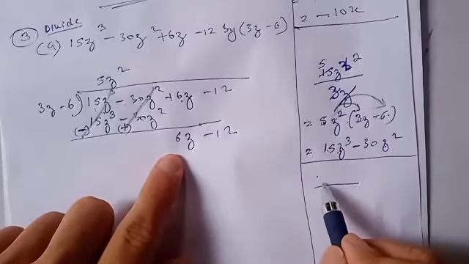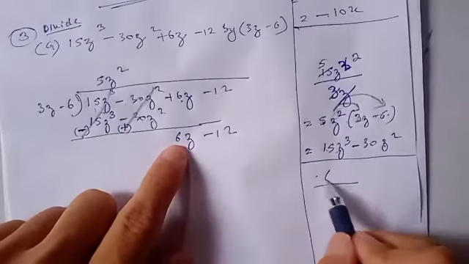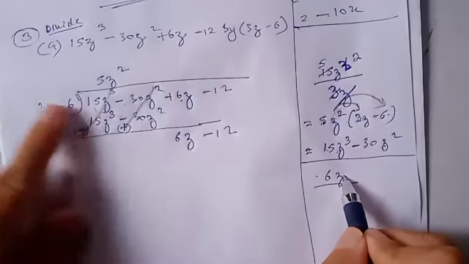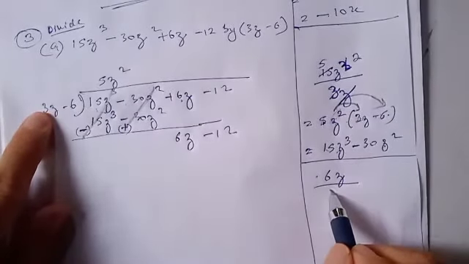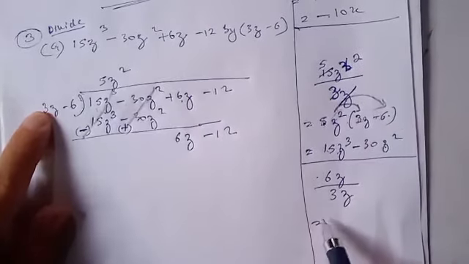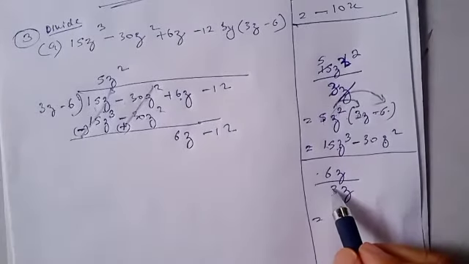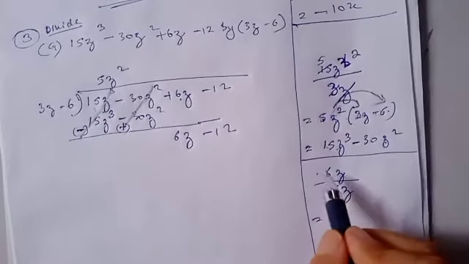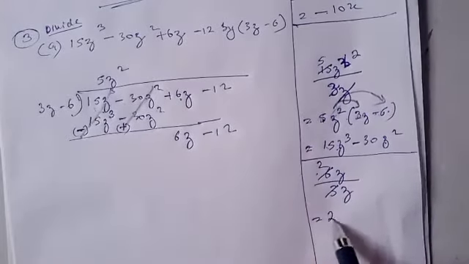Okay, again, first term by first term. Here, the first term we have is 6z, and the divisor's first term is 3z. Don't take both the terms, just 3z. Here, 6 and 3, we can cancel by 3. We know 3 times 2 is 6, so here you write 2.